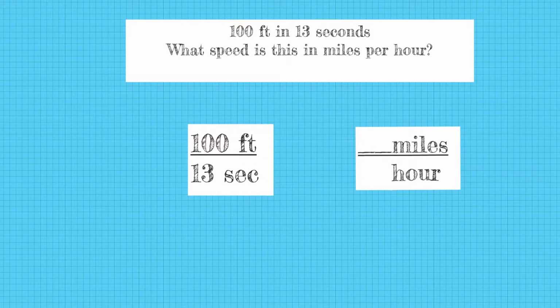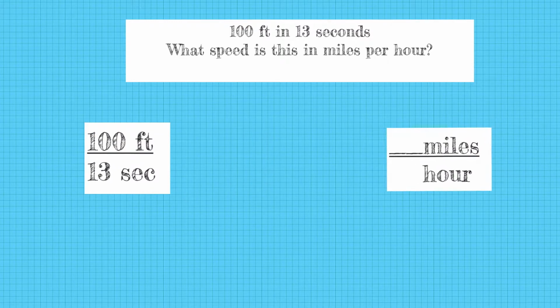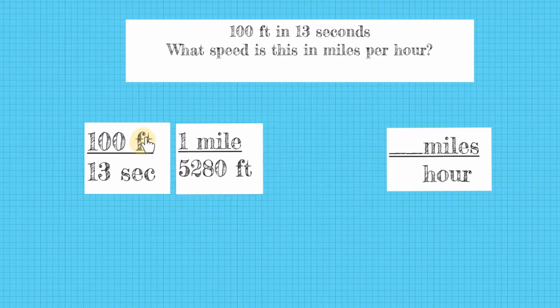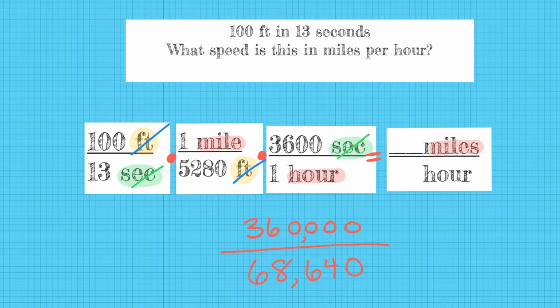This is going to require 2 unity fractions, so we want to make sure we have plenty of space. The first one, we're going to go feet to miles. We're going to make sure feet are across from each other so that they'll cross out and the miles will pop out. The next, we're going to make sure our seconds are across from each other and our hours are going to be on the bottom. And remember, we're getting these unity fractions from those resource sheets. This is already known information. Now, we are going to multiply these unity fractions, multiply the top numbers, and then multiply the bottom numbers, and then divide at the very end to get our final answer.